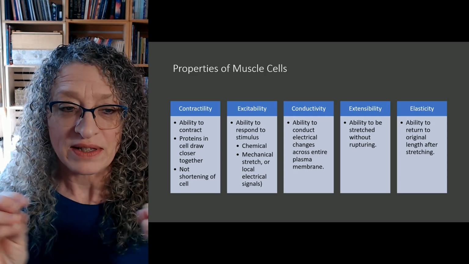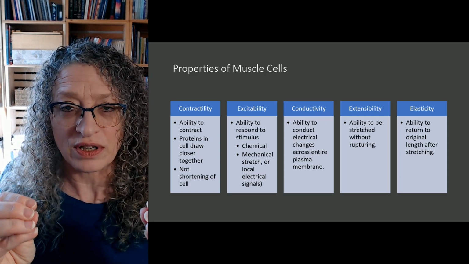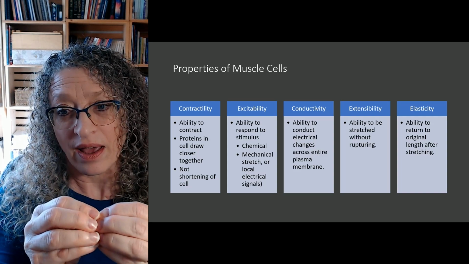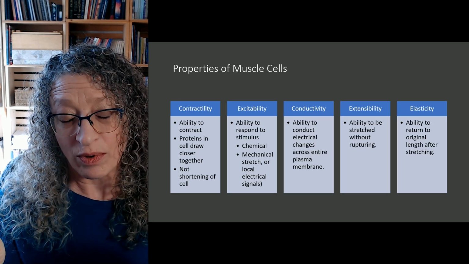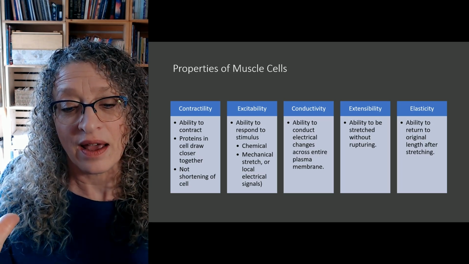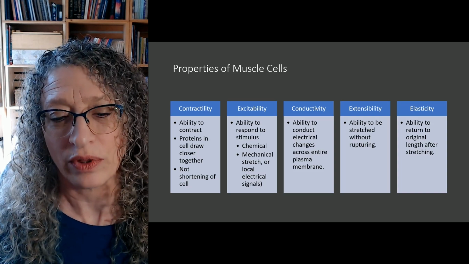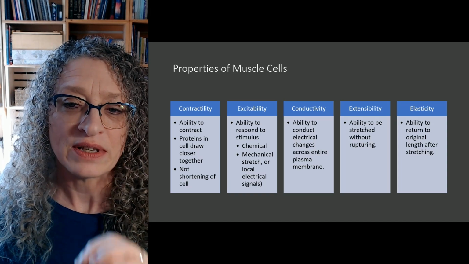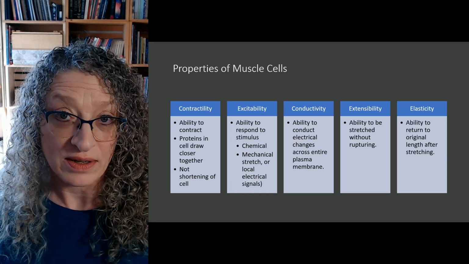So that's different than contractility. Contractility is an active shortening. Extensibility is a more passive type of lengthening, and then elasticity is a passive return to the resting length. And we'll be visiting that concept a lot in kinesiology.